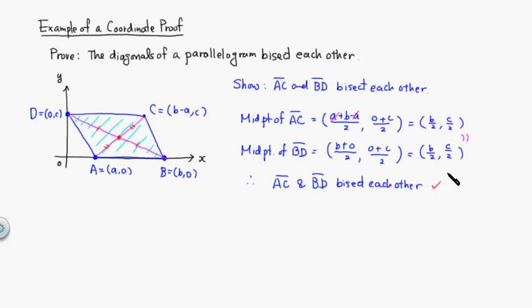Then we're done. So this is a coordinate proof, and we can prove this quite easily. All you really have to do is use the coordinates to show that the midpoint of AC coincides with the midpoint of segment BD. All right, that's it. I hope that this was clear.